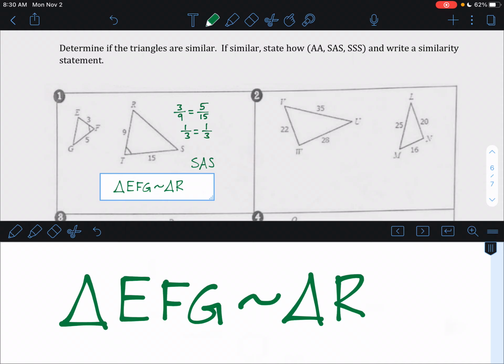And we know angle F is congruent to angle T, so T comes next. And then, no, not G. G is going to be congruent or similar to S. So there we go. EFG is similar to RTS.